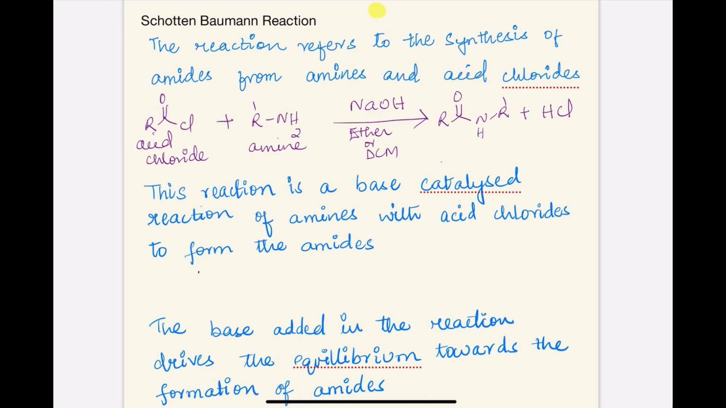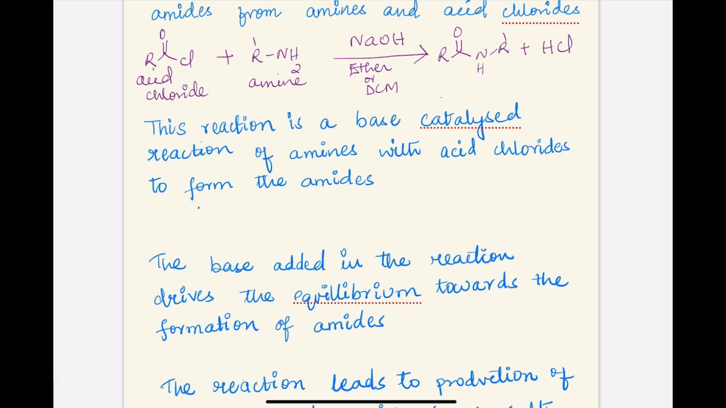So here the base is added in the reaction because the HCl that has formed in the reaction will be neutralized by the sodium hydroxide. If the base is not added, the reaction will not move in the forward direction to give the amide, so the yields will be less. If you don't use sodium hydroxide, the yields will be less because the amine that has been unreacted will react with the HCl and form the amine hydrochloride.